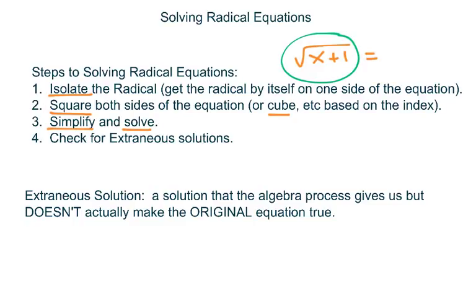And then the step that you all love to skip is we have to check it. Because with radical equations, you have extraneous solutions possible. Now, an extraneous solution is a solution that the algebra process gives us, so we're doing everything right, and the process says, yes, this is a solution, but when we plug it back into the original equation, it doesn't actually give us a true statement. So we have to check for extraneous solutions because they can happen quite often. So let's look at some examples.